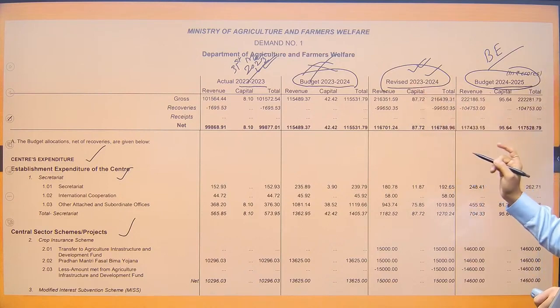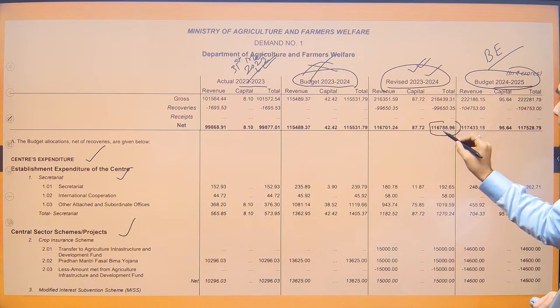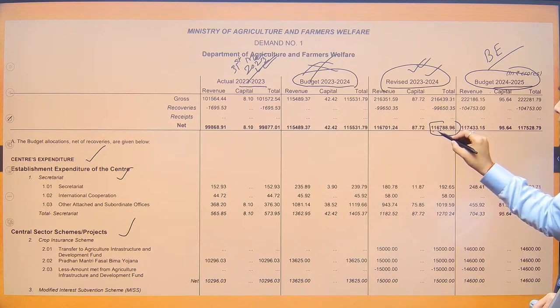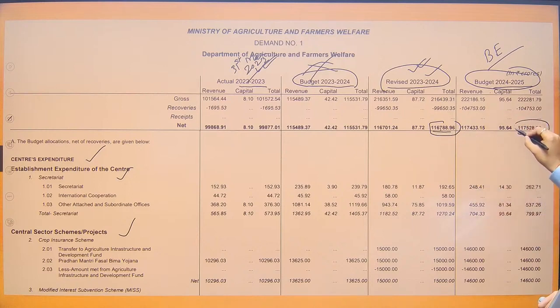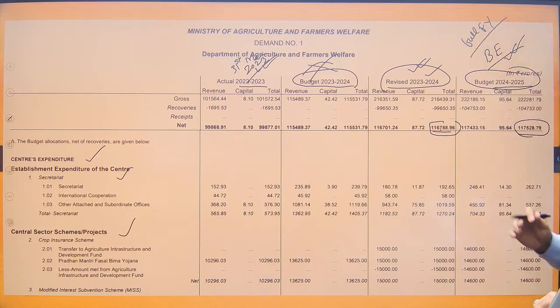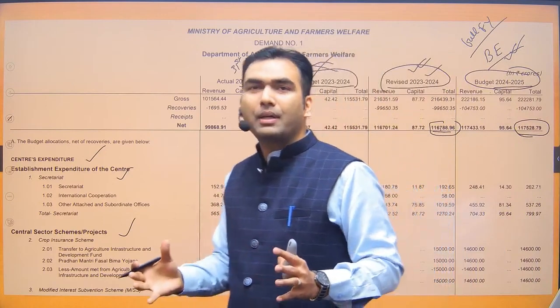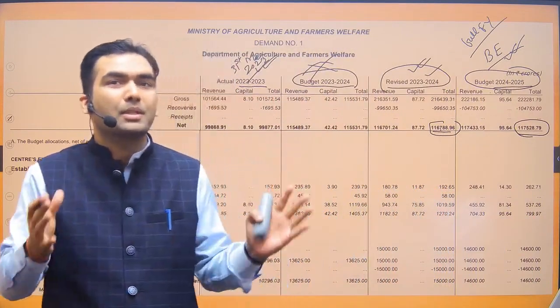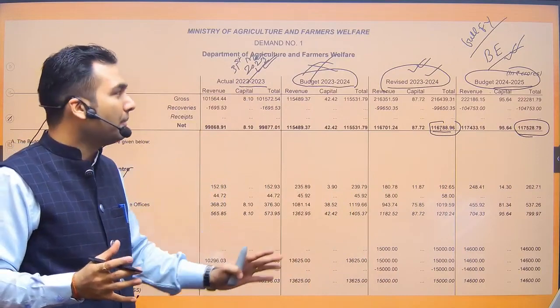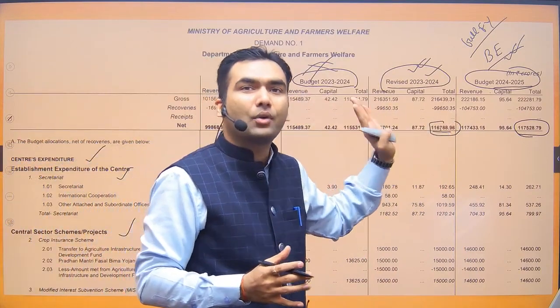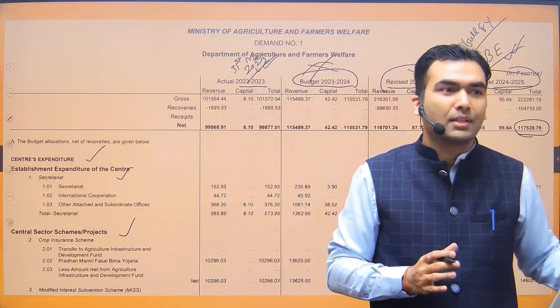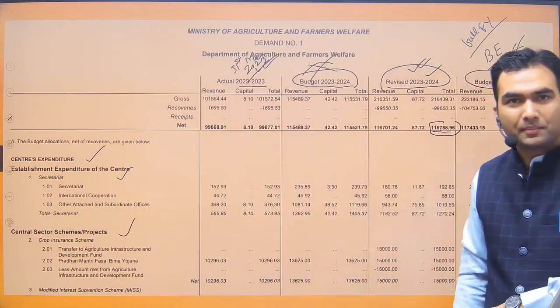Like last year's revised estimate in the case of demand number one is around 1,16,000. This year they are presenting 1,17,000. So this gives us a picture that this estimate, although it's an interim budget, is for the full financial year. Okay, so in case it may happen for any reason that the new government is not able to take shape, or the new government does not present a full-fledged budget after the election, then this budget would be effective for the whole of the financial year. Okay, there is no expiry date of this interim budget.